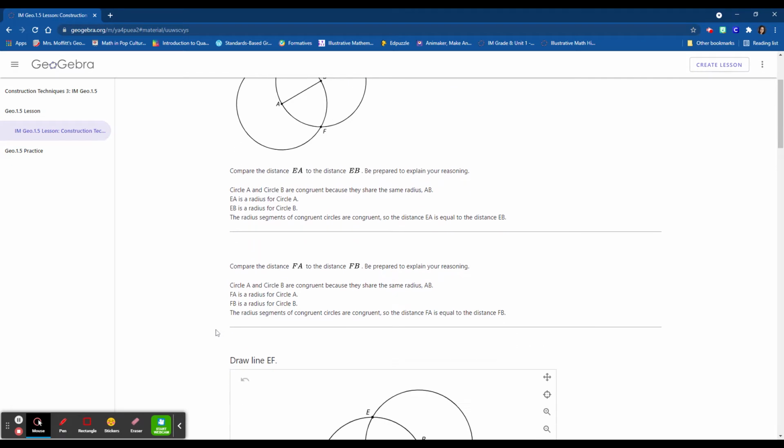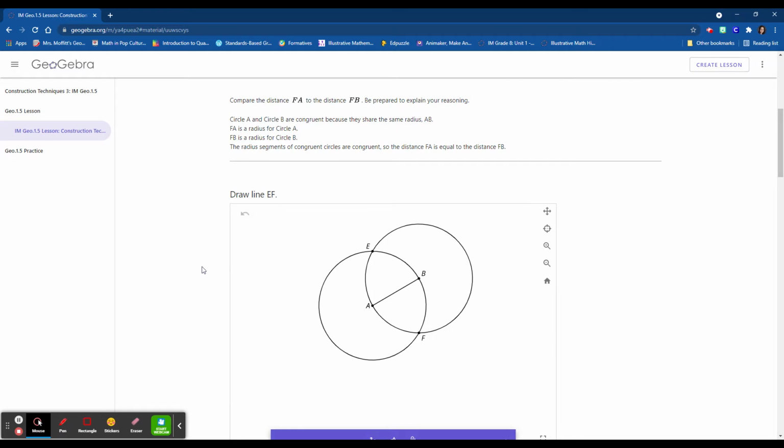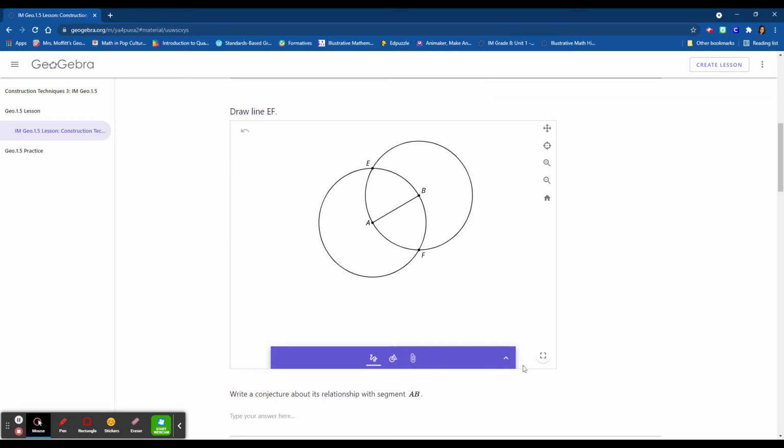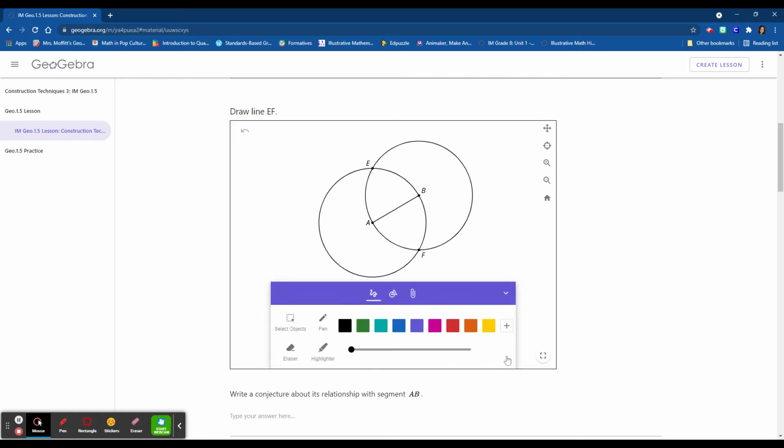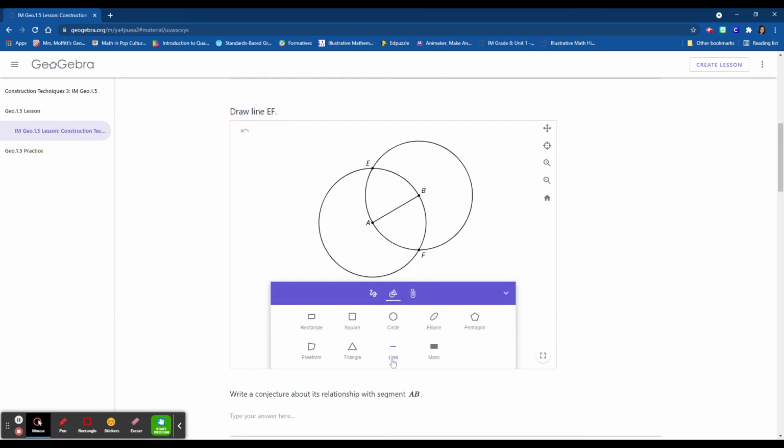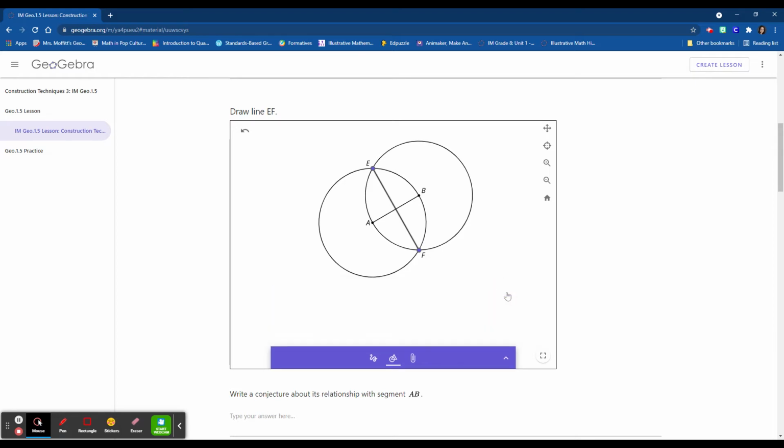It's going to ask you to draw a line EF. So we want to use our tools here. If this purple bar here is what you see on your screen, you just click this little arrow to pop it up. I think I'm going to click on pen. Just checking. Oh no, I do have a line tool. So let's click on that line tool. Okay, and so when I draw my line, I think I'm going to go from E to F. Oh yeah, that's a nice straight line. Okay, so I've got my line going from E to F drawn.